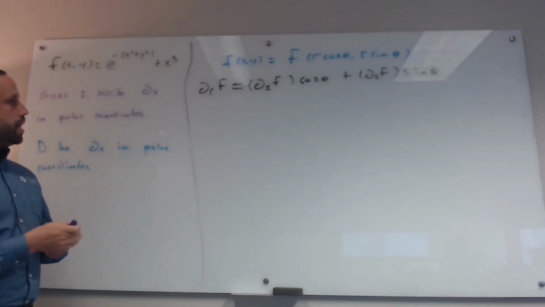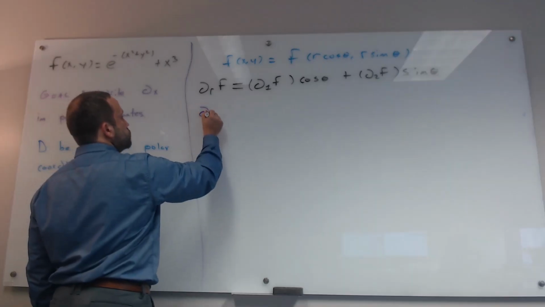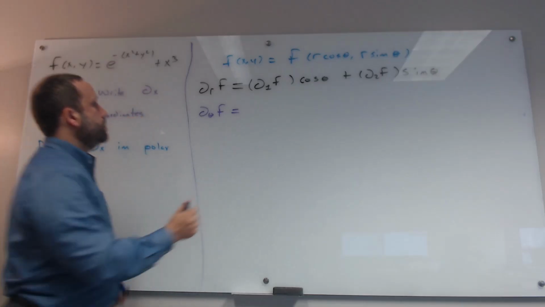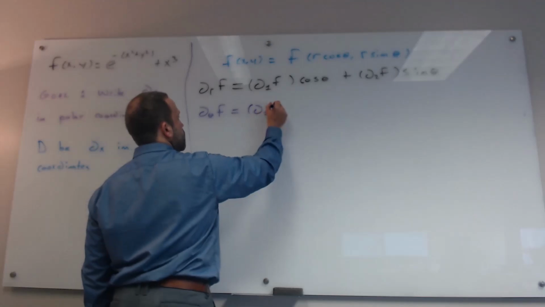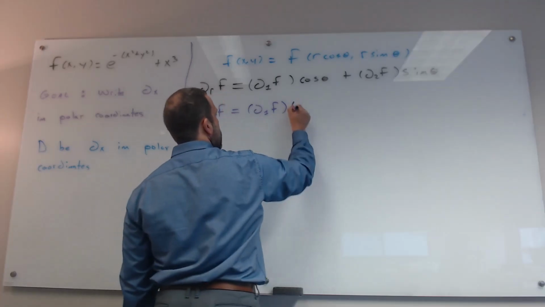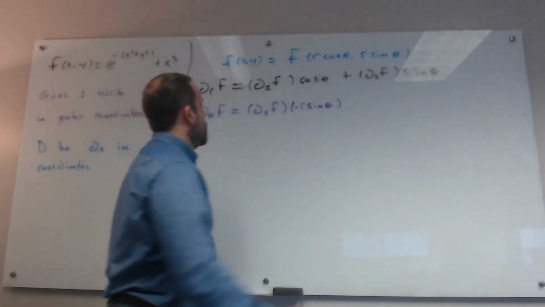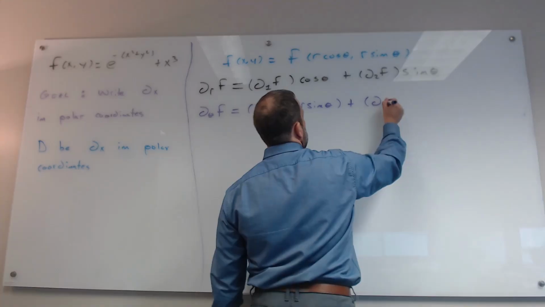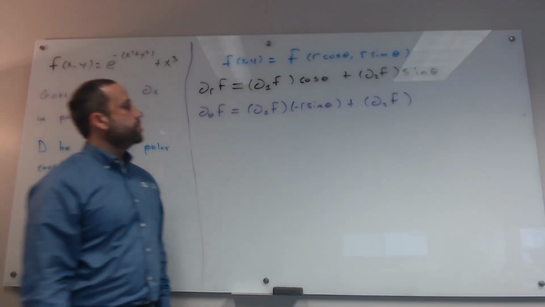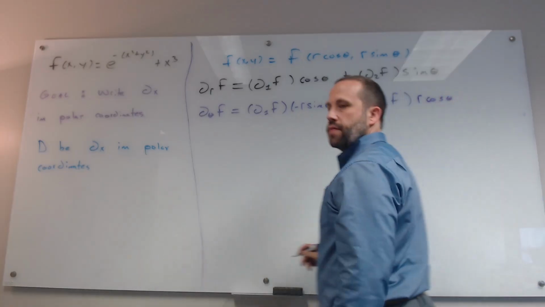Okay. Now I can do something similar with theta. If I do theta, the partial derivative of f with respect to theta is going to be the derivative of f in the first component times the derivative of r cosine theta with respect to theta. So that's minus r sine theta. And then it's going to be plus the partial derivative of f in the second component times the derivative of r sine theta with respect to theta, which is r cosine theta.